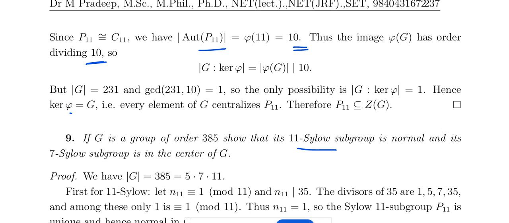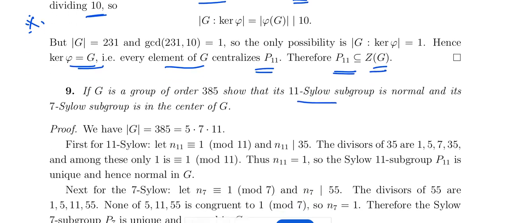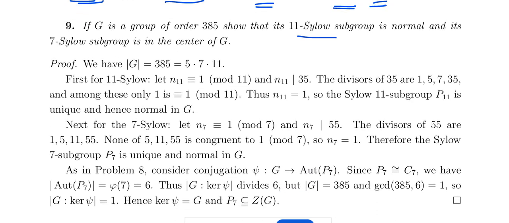So the only possibility is that the index of the kernel of pi in G equals 1. Therefore the kernel of pi equals G. Therefore every element of G centralizes P11. That means P11 is contained in Z(G), the center of G.